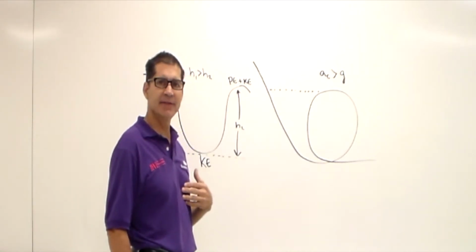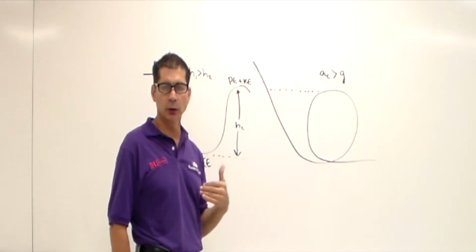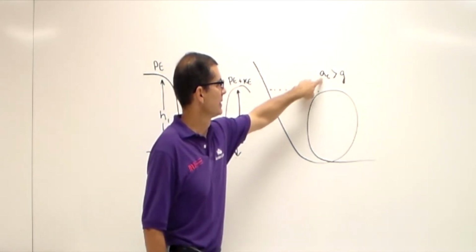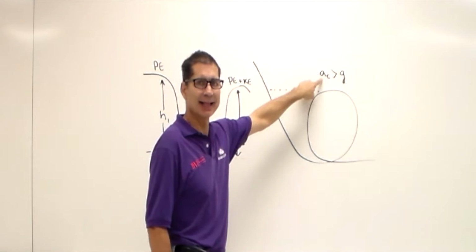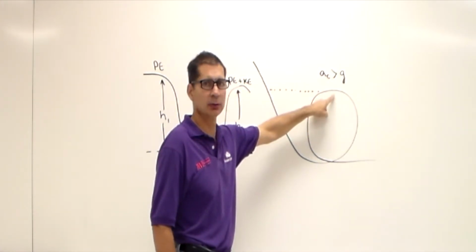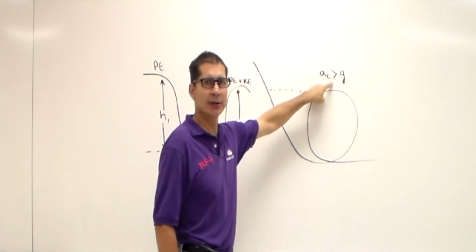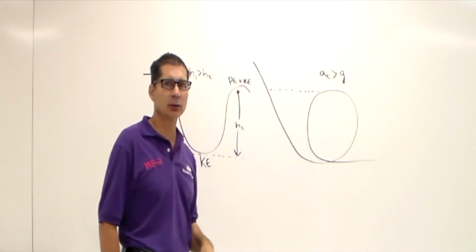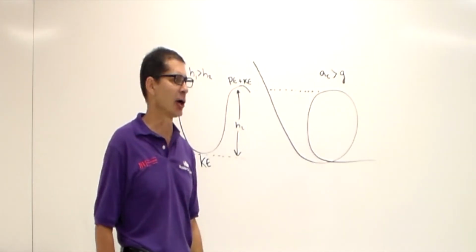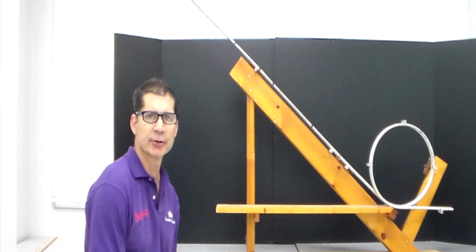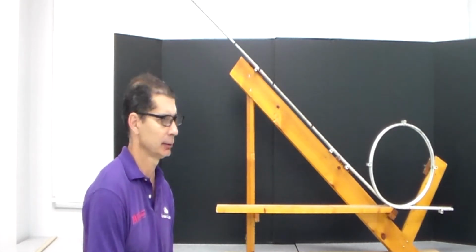So the determining factor of whether a roller coaster will make it around a loop is that the centripetal acceleration when it gets to the top of the loop has to be greater than the acceleration due to gravity. So let's take a look at that on our roller coaster loop model. So here is our roller coaster loop model.